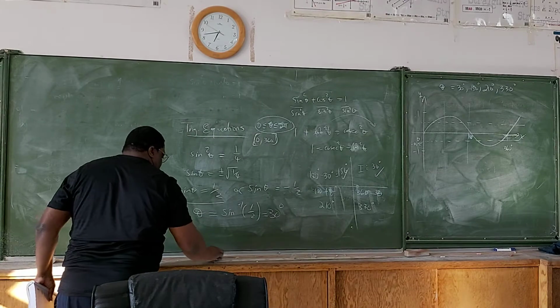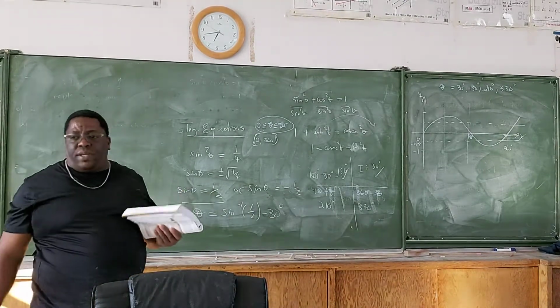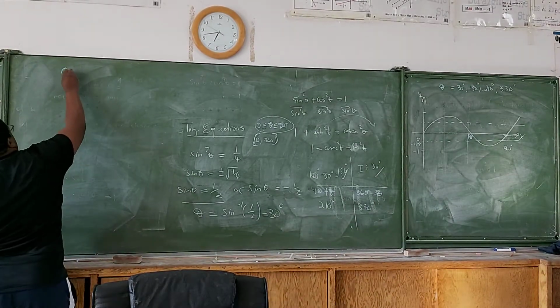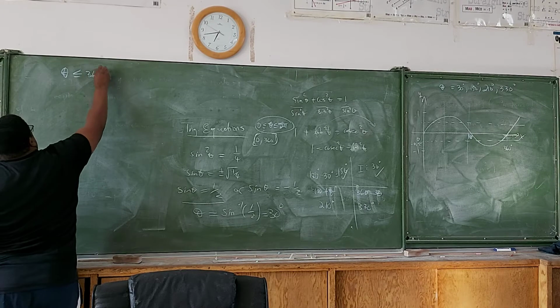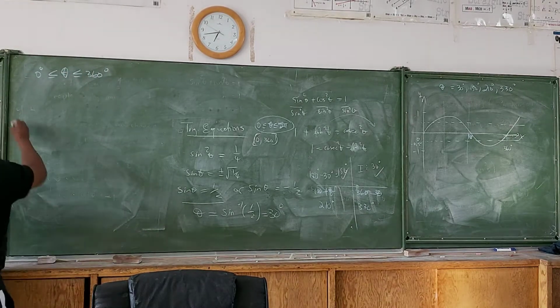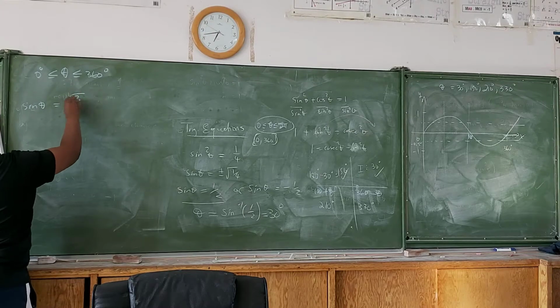So we start off with basic stuff. It says solve the following equations, and the domain is given for theta between 0 degrees and 360 degrees. So for the following one, theta is between 360 degrees and 0 degrees. So I'm going to take them randomly. So maybe I'm going to take the one: sine theta equals root 3 upon 2.